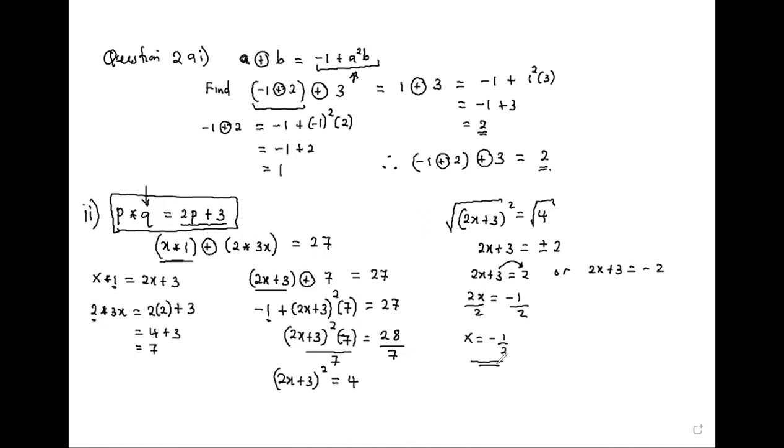If we take this other side, we have 2x is -2 minus 3, that is 2x is equal to -5, divide by 2, divide by 2. So x is -5/2.